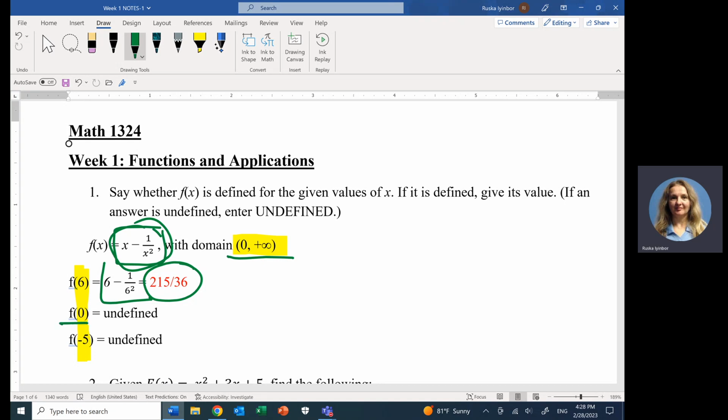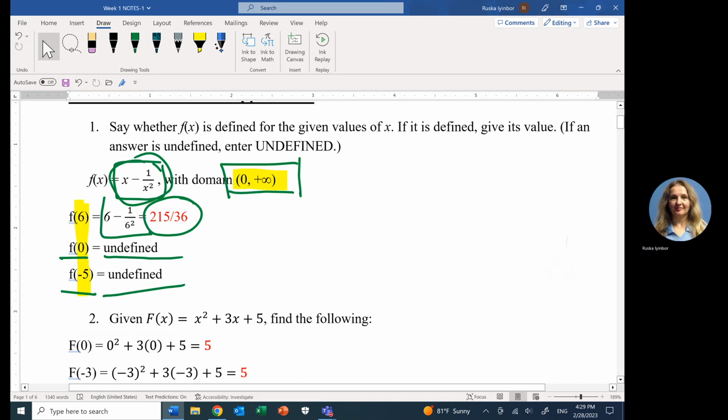F of 0, when x is 0, looking at the domain, x equals 0 is outside of the domain. So that's why the function is undefined. The same way with -5. The next one, f of -5. We cannot plug in x equals -5 because the possible x's for this function are after 0 to infinity. So again, it's going to be undefined. So that's how you do number 1.